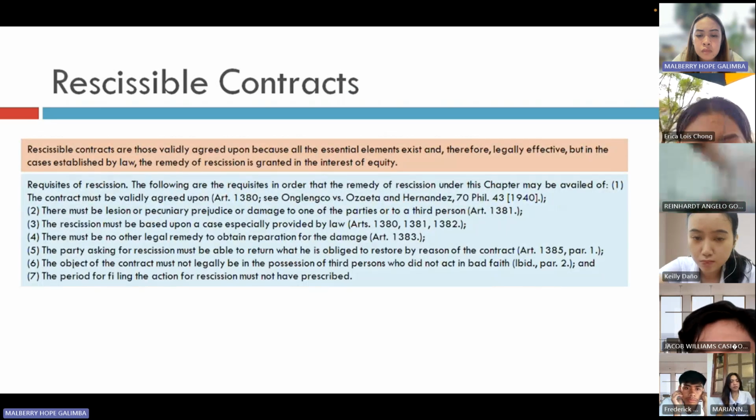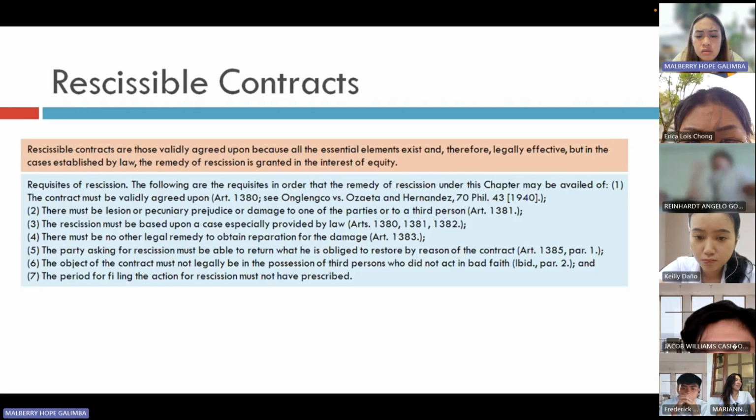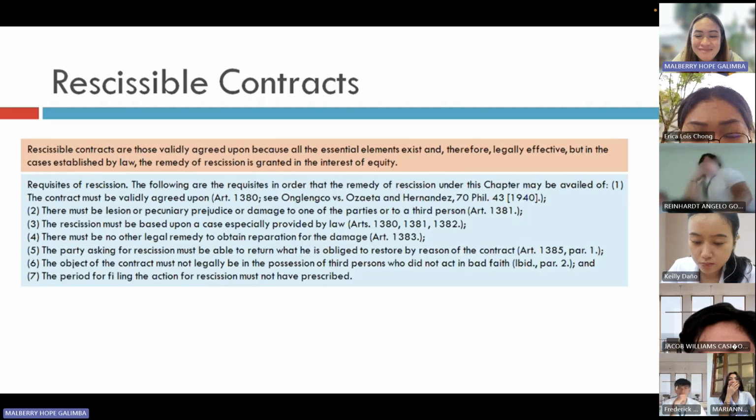Now let us go over examples of rescissible contracts under law on obligations and contracts. Rescissible contracts are those validly agreed upon because all of the essential elements exist and therefore legally effective, but in the case established by law, the remedy of rescission is granted in the interest of equity because the other one there suffers economic damage or lesion.